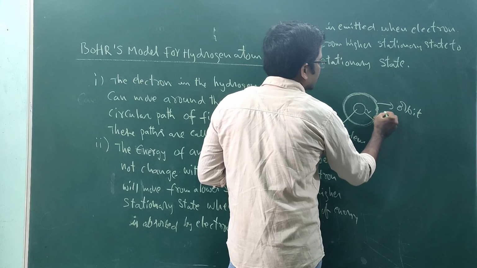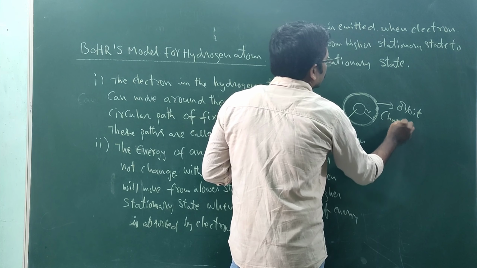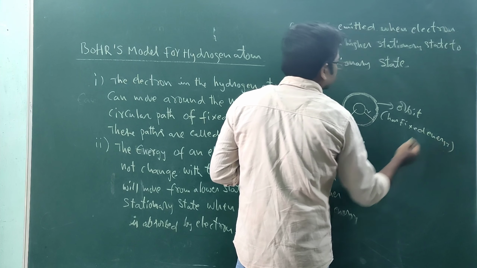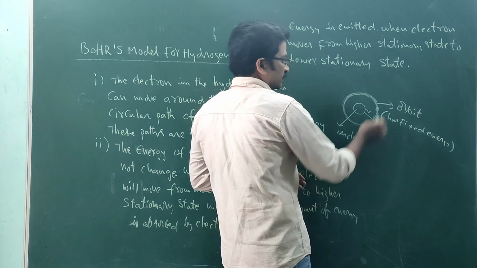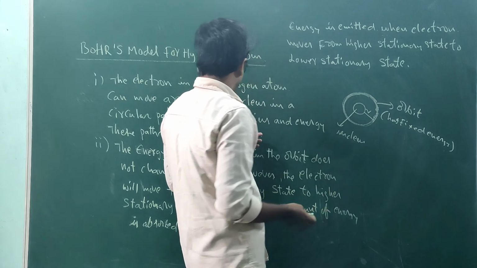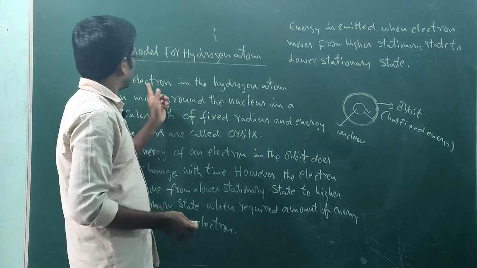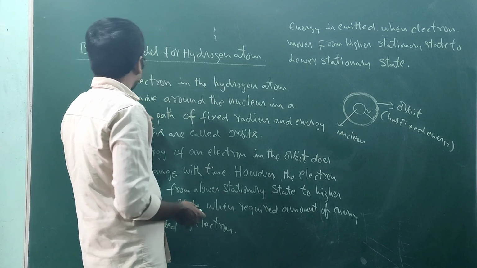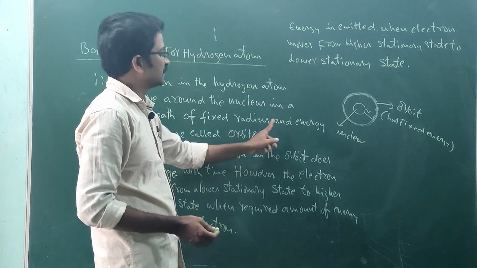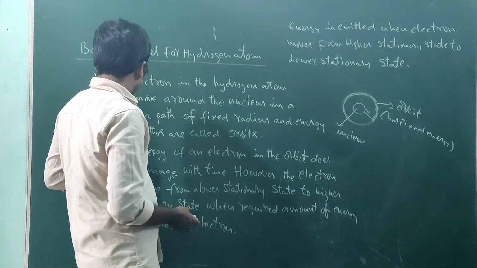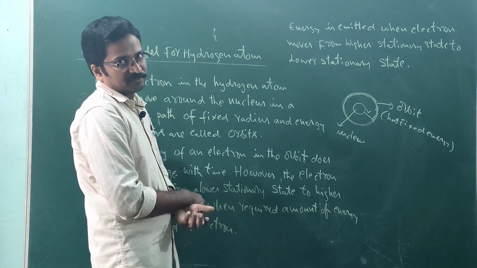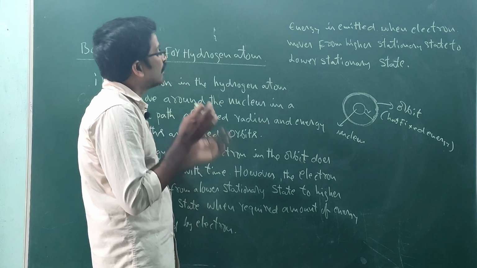This path has fixed energy. The electron in a hydrogen atom can move around the nucleus in circular paths of fixed radius and energy. These paths are called orbits. This type of path is called an orbit.